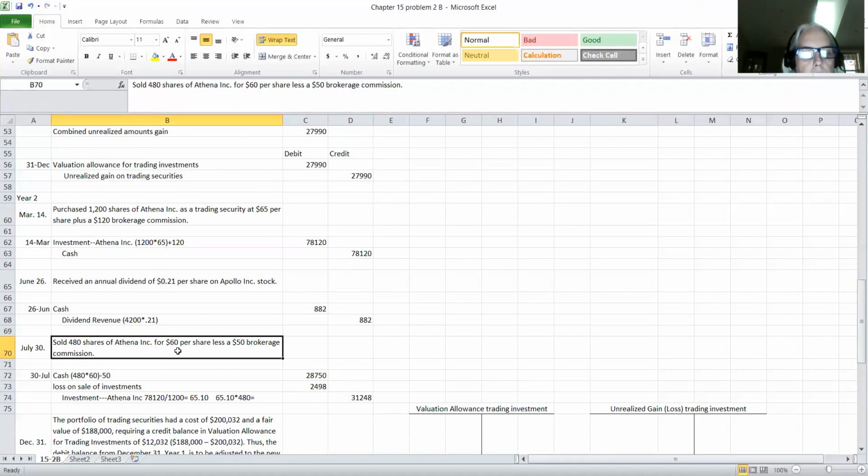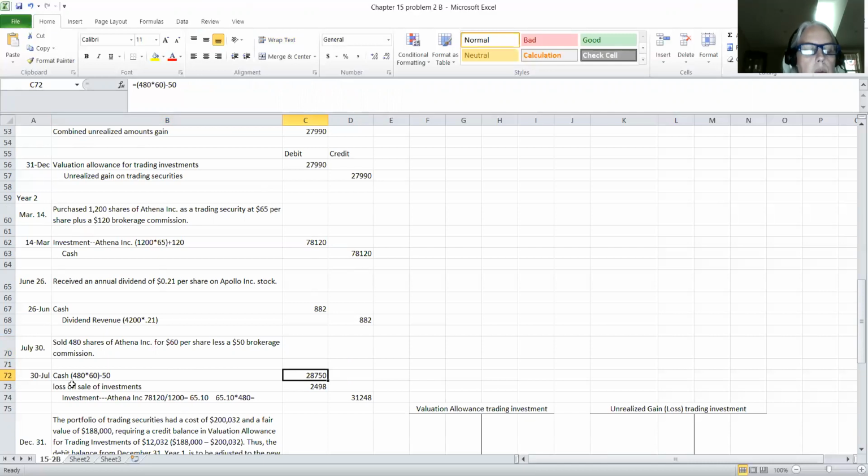We sold the stock for $60 a share, less the brokerage fee. So in order to find the cash amount that we would debit, we would take the number of shares that we sold times the selling price per share, which was $60, and then we're going to subtract out a brokerage fee. When we sell shares of stock, we're going to deduct the brokerage fee from the amount of cash that we would receive from the sale of the stock. That leaves us with $28,750 cash that we've received from the sale of stock.